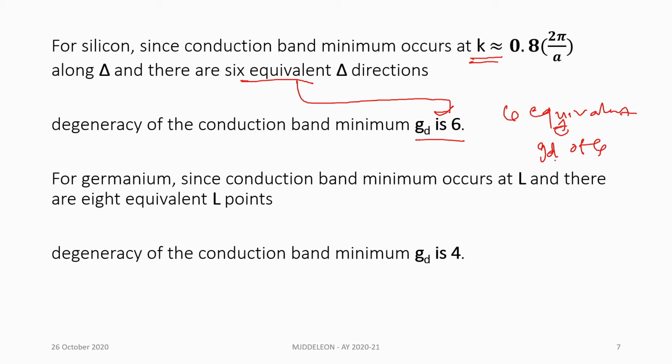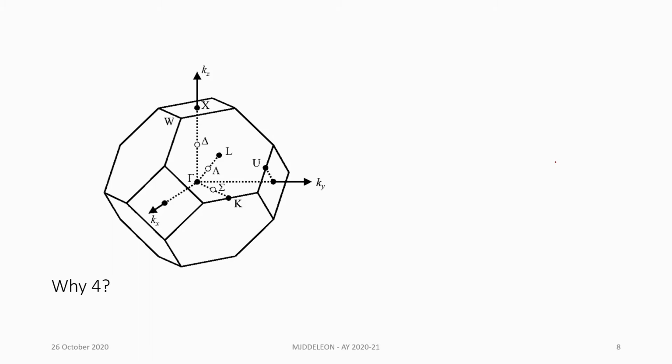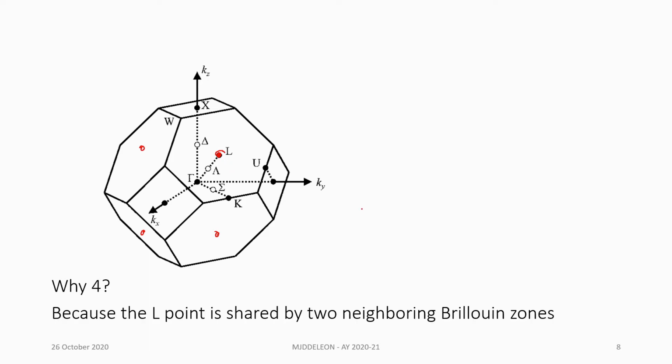Now, let's look back in the first Brillouin zone of germanium. So, bakit 4 lang yung degeneracy natin for germanium? Bakit 4? Kung 8 naman yung nandito. Why 4? Because this L point here, this is shared by 2 neighboring Brillouin zones.